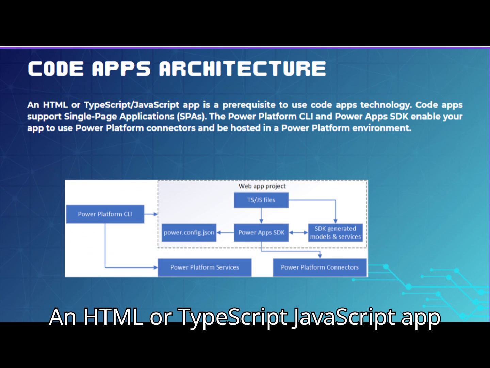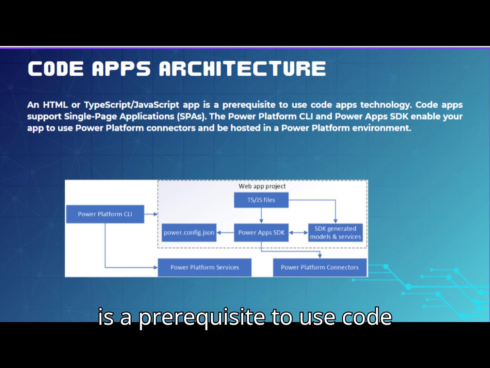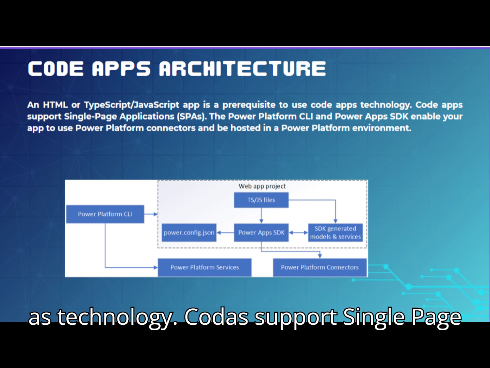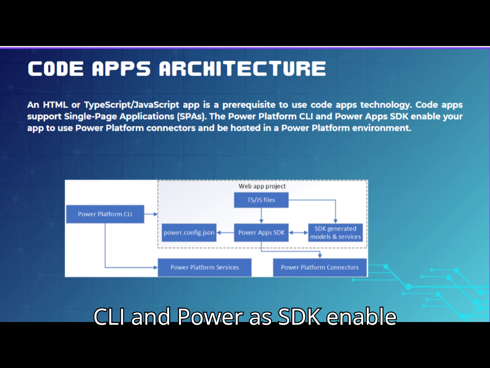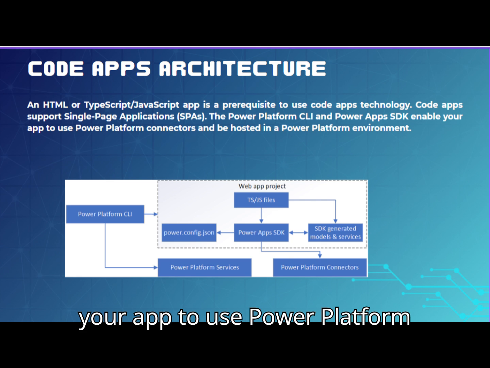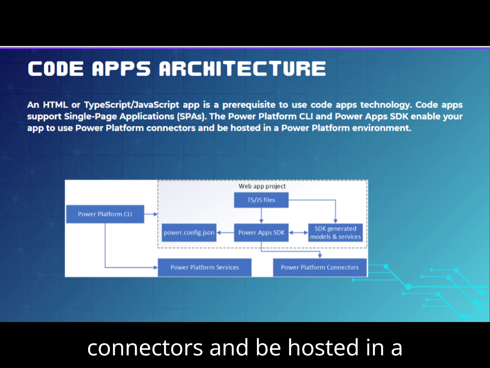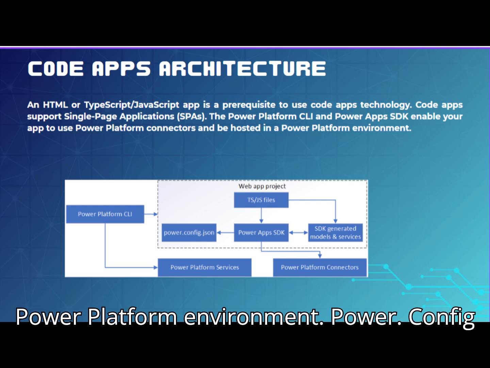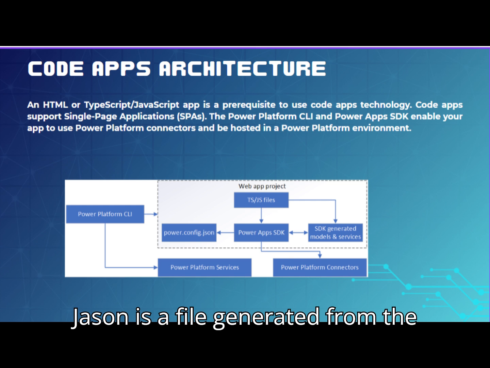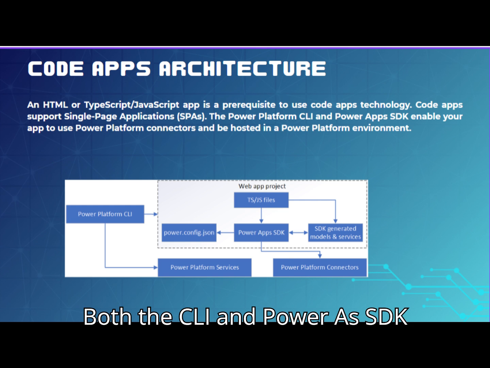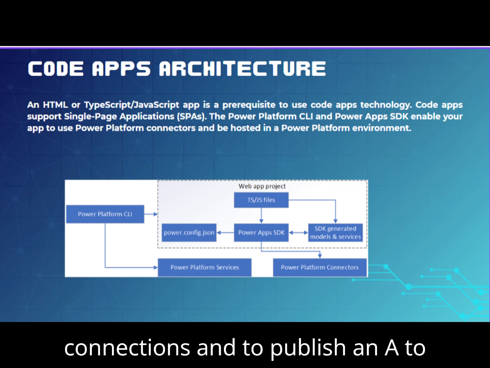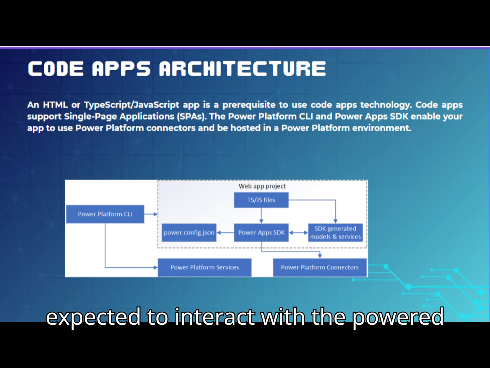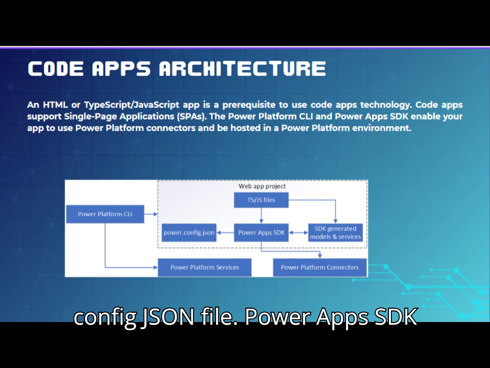An HTML or TypeScript/JavaScript app is a prerequisite to use Code Apps technology. Code Apps support single-page applications (SPAs). The Power Platform CLI and Power Apps SDK enable your app to use Power Platform connectors and be hosted in a Power Platform environment. power.config.json is a file generated from the Power Apps SDK, which contains metadata. Both the CLI and Power Apps SDK use this metadata for Power Platform connections and to publish an app to an environment. Your app logic isn't expected to interact with the power.config.json file.